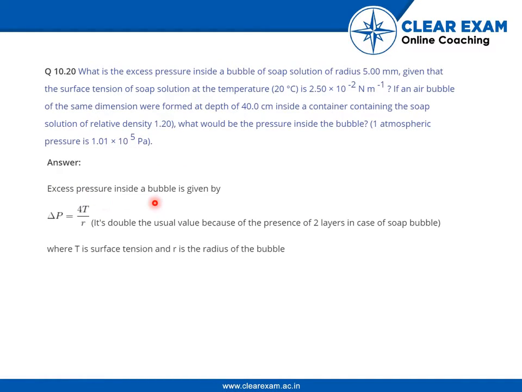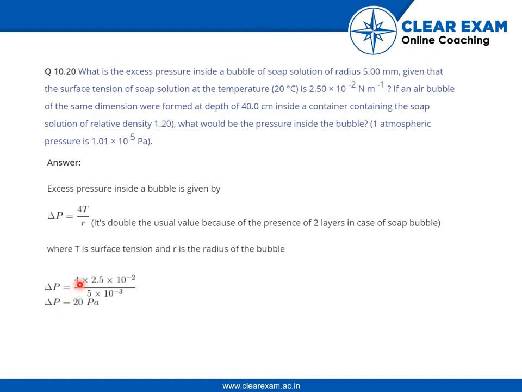Excess pressure inside a bubble is given by delta P equals 4 capital T divided by small r. It's double the usual value because of the presence of two layers in the case of a soap bubble, where capital T is surface tension and small r is the radius of the bubble.